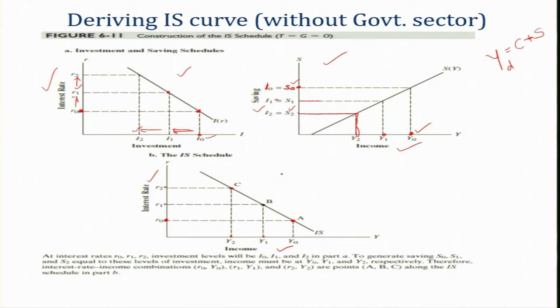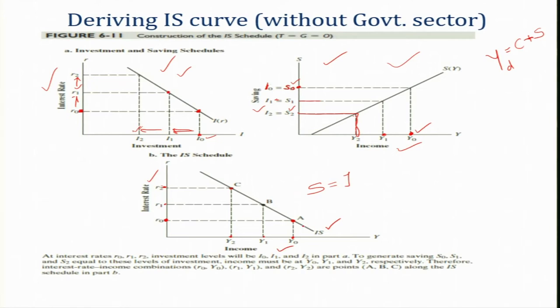That means we can derive an IS curve from the first diagram and the second diagram, where we can see an inverse relationship between rate of interest and the level of income. So this is the IS curve. Summarizing, the IS curve is derived from the first two diagrams, and we plot the IS curve as a relationship between rate of interest and income, with an inverse relationship between both. When the rate of interest is R0, we need Y0 level of income, and when the rate of interest is high, we need only Y2 level of income. So in this market we can see that saving is equal to investment.